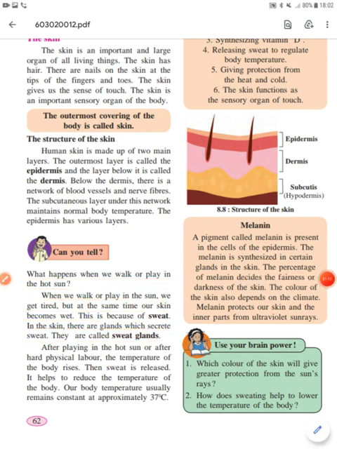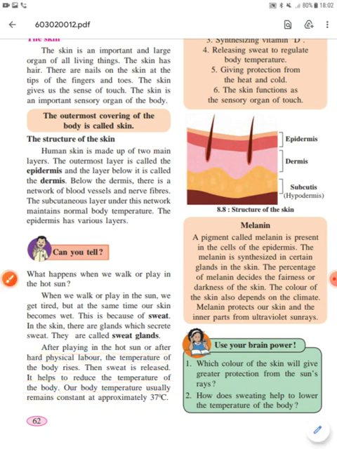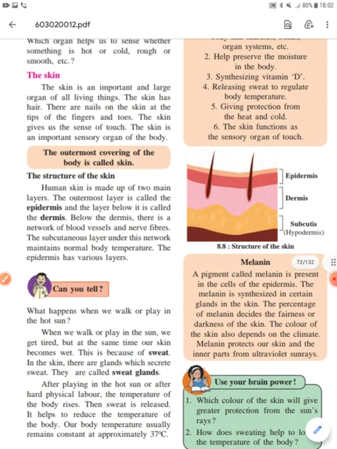Okay, they are sweat glands. After playing in the hot sun or after hard physical labor, the temperature of the body rises. Then sweat is released. It helps to reduce the temperature of the body. In our body, temperature usually remains constant at approximately 37 Celsius.